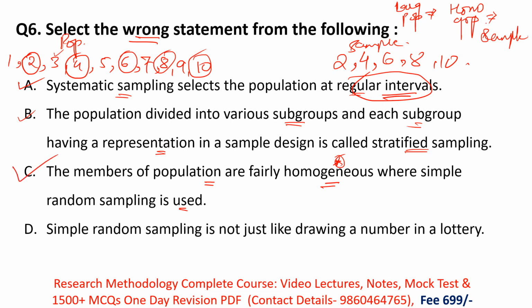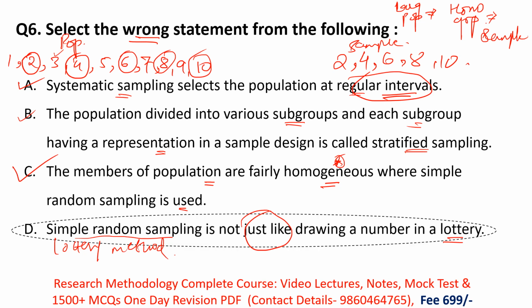Then here option D, simple random sampling is not just like drawing a number in a lottery. No, this is the incorrect statement, because simple random sampling is also known as the lottery method. As you know, in the lottery method, they select a person's name randomly. Like that, in simple random sampling, researchers select their samples from the population randomly. So here option D is the wrong statement, and this is the correct option.